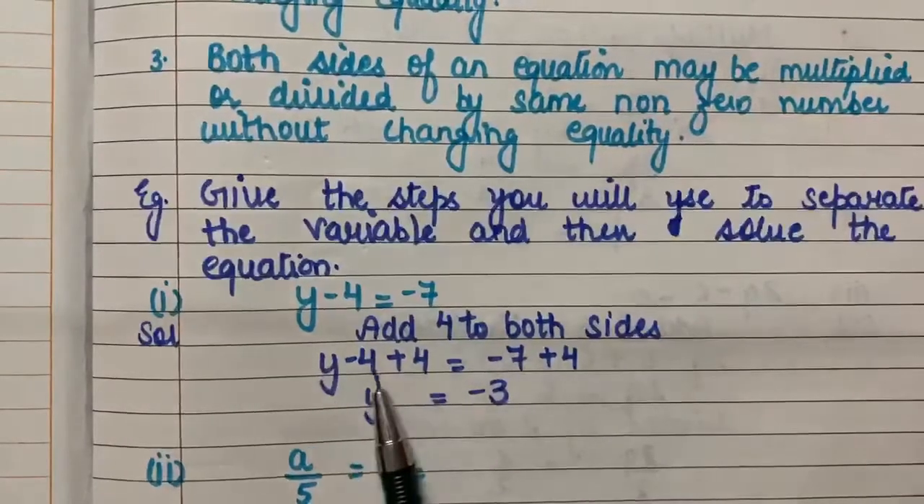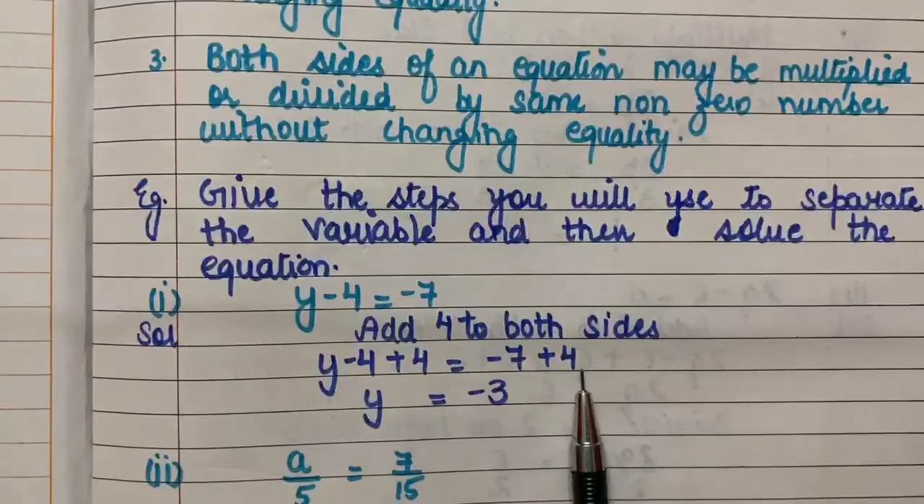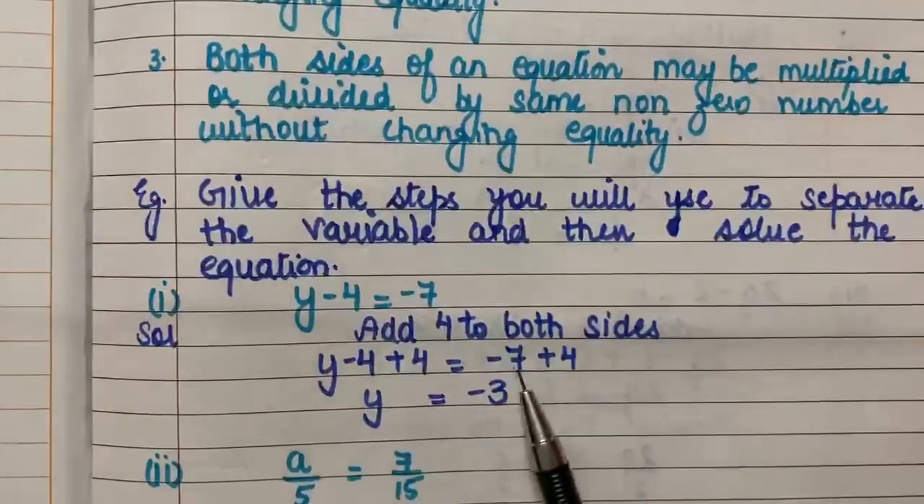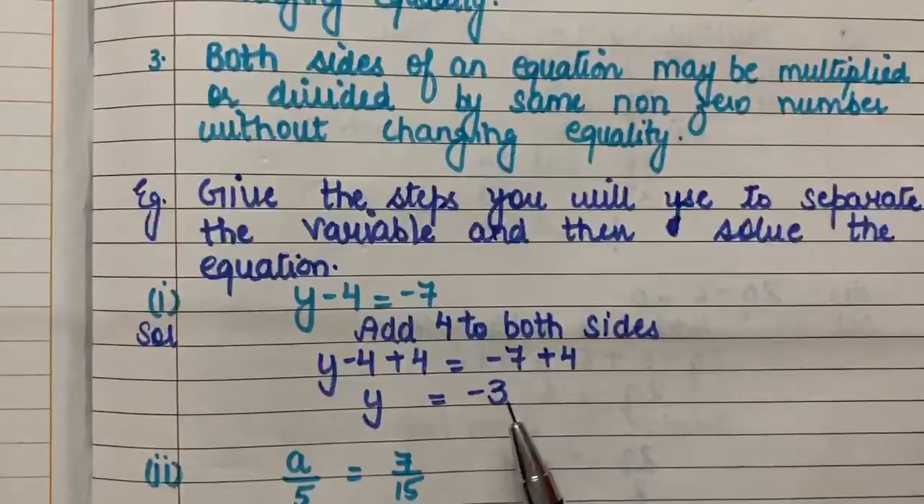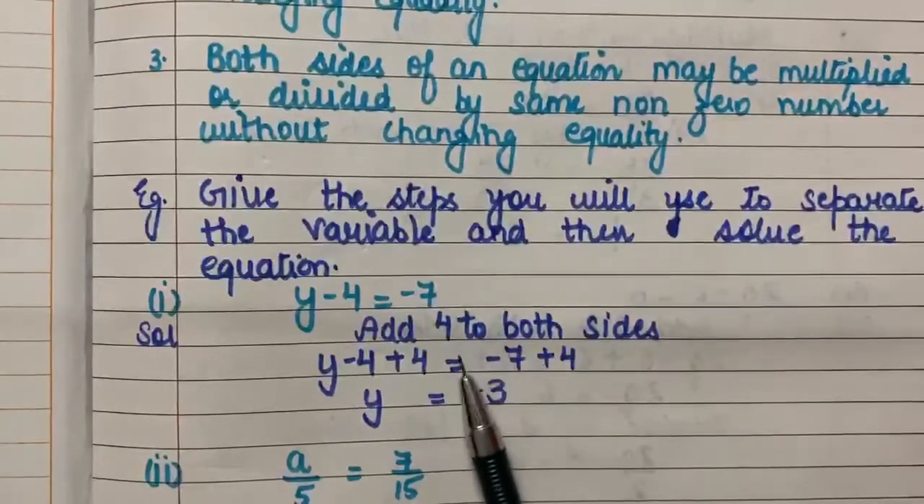So here y minus 4 plus 4 is equal to minus 7 plus 4. That means minus 4 plus 4 will get cancelled. We are left with y. Minus 7 plus 4 means we have to subtract here. So 7 minus 4 is 3. And we have put a negative sign here because the number with the negative sign is greater.